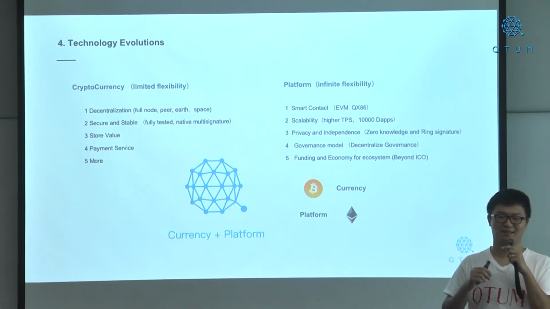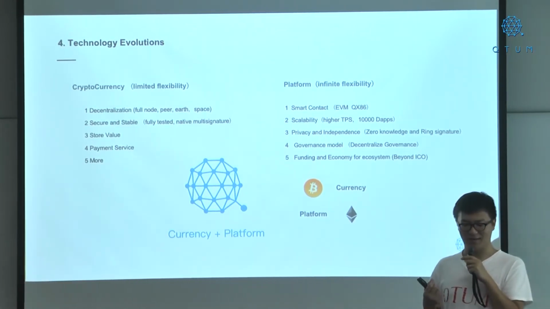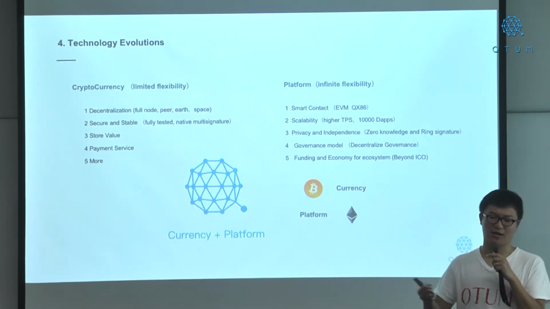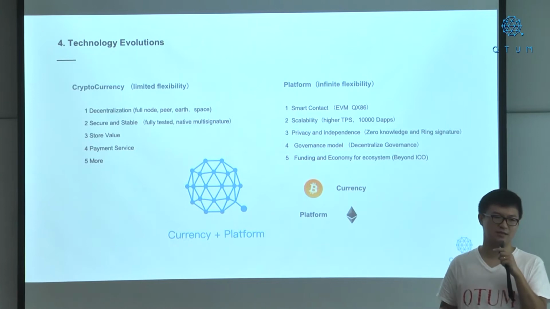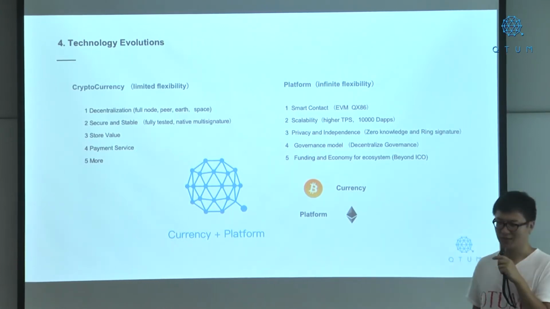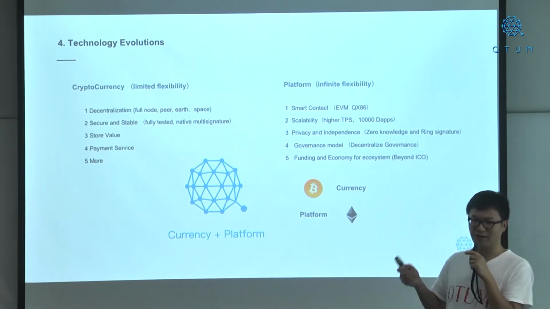But the core idea behind cryptocurrency is that they wanted to create a decentralized system. So you do not need to trust anyone on the Bitcoin network. You do not need to trust Satoshi or trust anyone. So decentralization is very, very important.